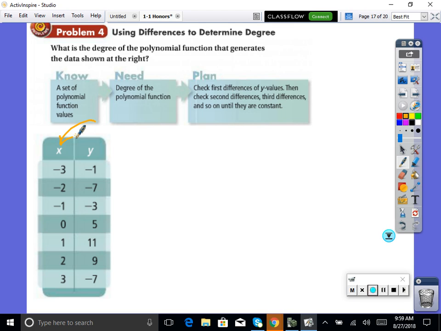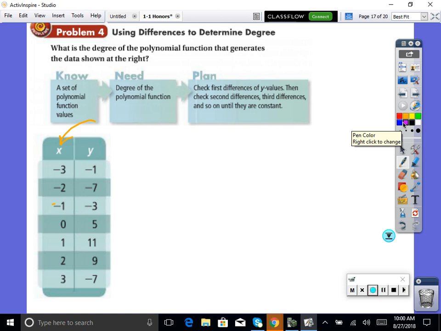And then make sure you're not missing anything. You can't be skipping values. So if there was a negative 1 missing, this wouldn't work. If we went from negative 3 to negative 1 to 2, this would not work. It has to be in order from least to greatest and not missing anything. Consecutive. If it is, then you're only going to look at your y values.